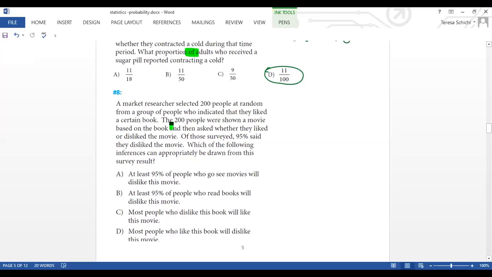Okay, like number 8, let's say a market researcher selected 200 people at random from a group of people who indicated that they liked a certain book. The 200 people were shown a movie based on the book and then asked whether they liked or disliked the movie. Out of the survey, 95% say they did not like the movie. Which of the following inferences can appropriately be drawn from this survey?